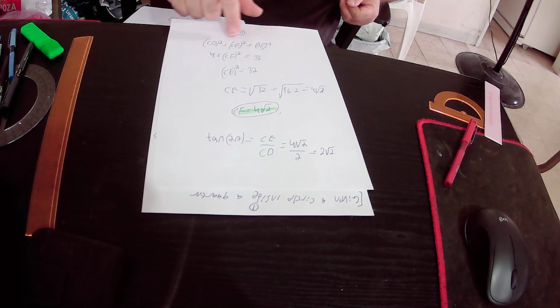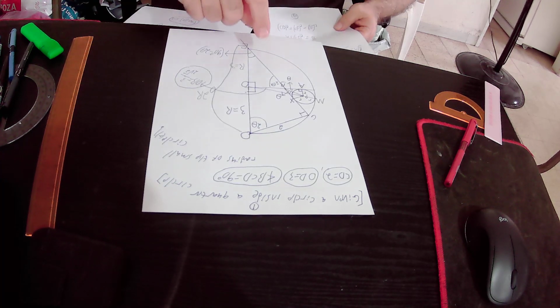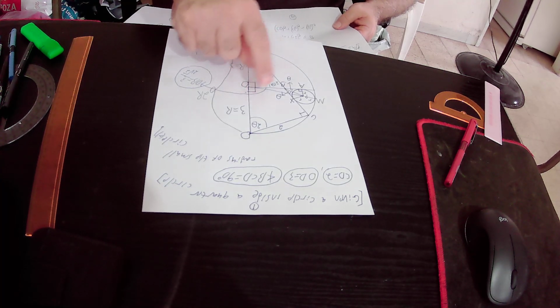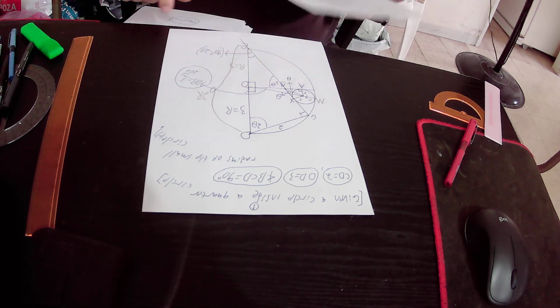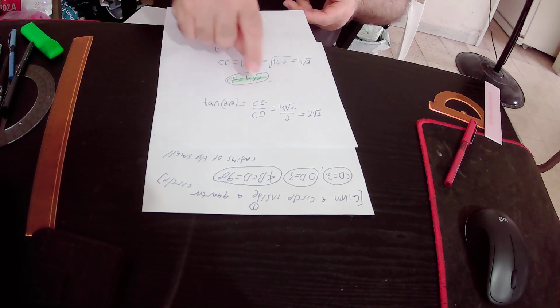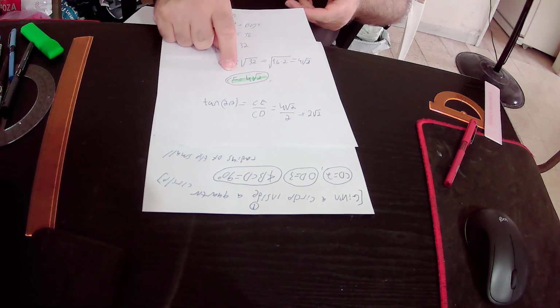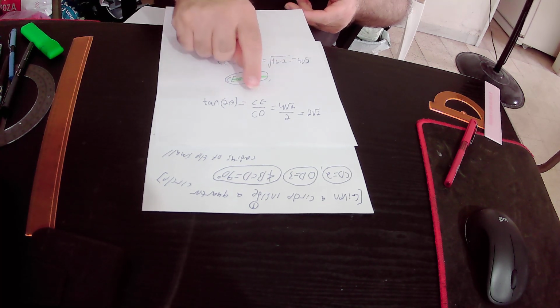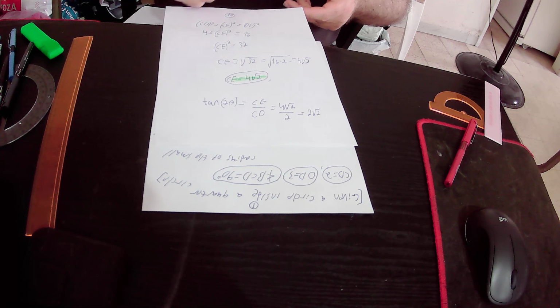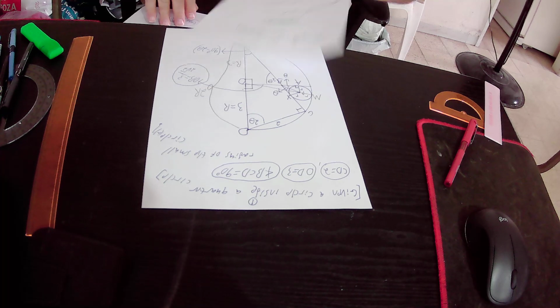We subtract 4 from this equality, and we get that CE square equals 32. We take the root of this equality, and we get that CE equals 4 times root 2. And then we know that in the right triangle ECD, tangent 2 theta equals CE over CD. We have already found that CE equals 4 times root 2, and CD equals 2, it is given in the question. So in total we found that tangent 2 theta equals 2 times root 2.